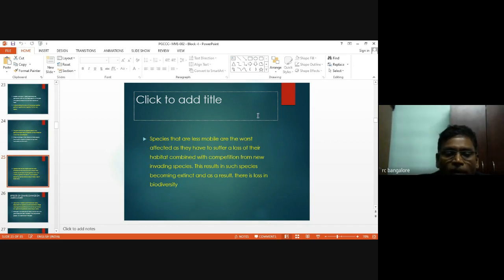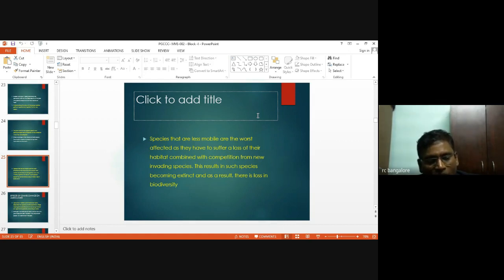So because of a climate change in a particular location or place, it affects the loss of the organism or species in that place. And not only that, it also leads to competition with the new invading species. What will happen? Biodiversity or habitats are affected.